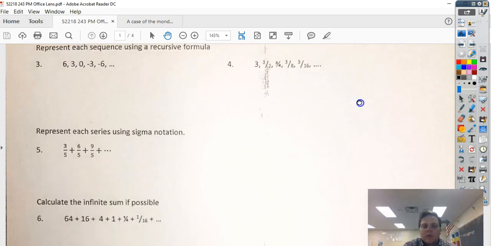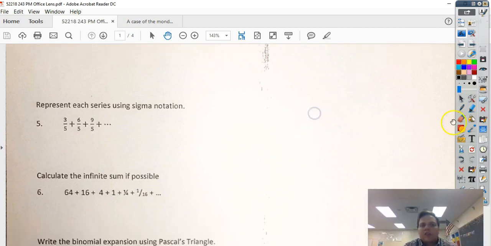Next problem, which is number 5. Represent each series using the sigma notation. Okay, so remember, sigma is this symbol right here. And we just say n equals 1. And you'll notice this goes dot, dot, dot, so it means it never ends. So now we have to look and ask ourselves, what's going on with this guy?